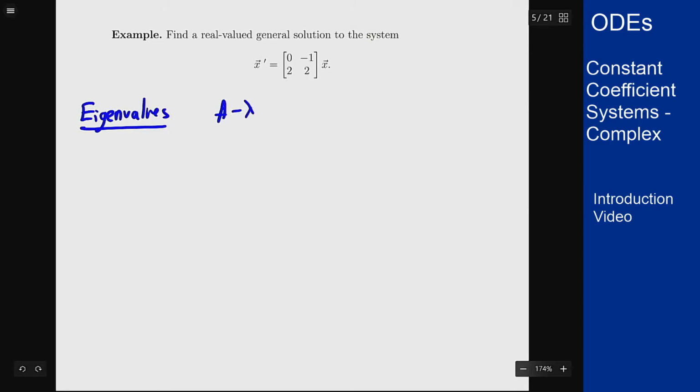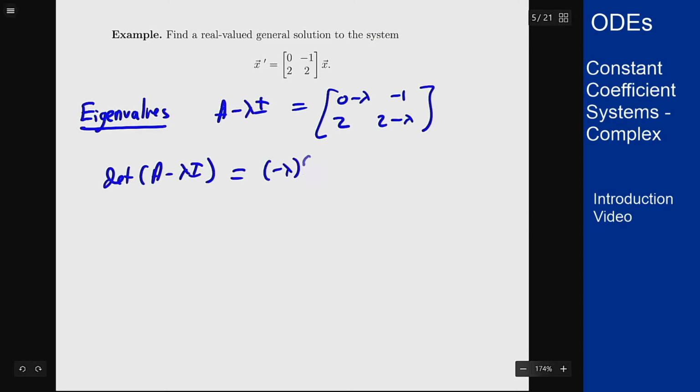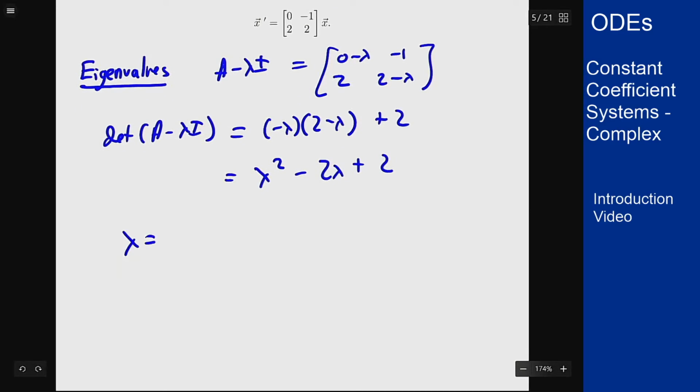So A minus lambda I is the matrix 0 minus lambda, -1, 2, 2 minus lambda. I can find its determinant, which is negative lambda times 2 minus lambda plus 2. So I will see lambda squared minus 2 lambda plus 2. That doesn't factor, so it's quadratic formula. That will tell me that lambda is 2 plus or minus the square root of 4 minus 4 times 2, all over 2, which is 1 plus or minus i.